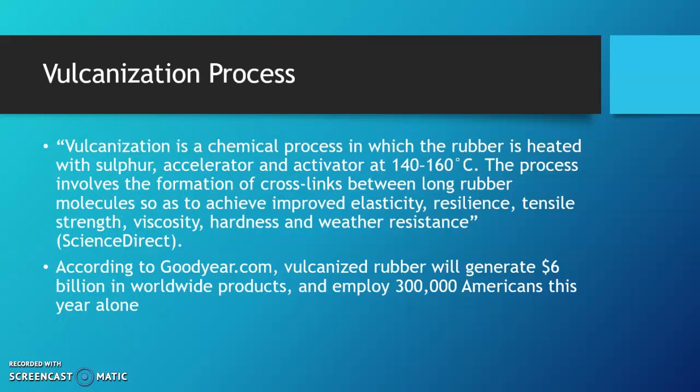According to Goodyear.com, one of the main tire manufacturers in the United States, vulcanized rubber will generate $6 billion worth of products made worldwide in this year alone and employ 300,000 Americans. Now, that was obviously before the current pandemic, so that would be in a normal year of production.